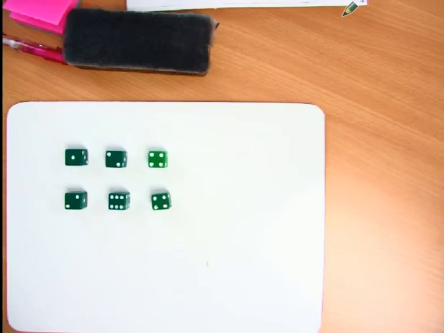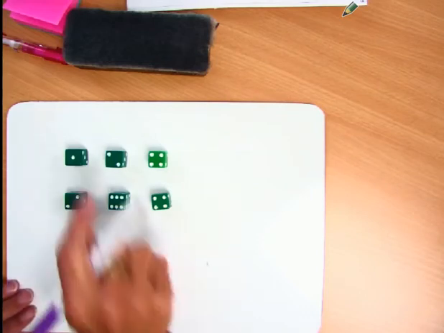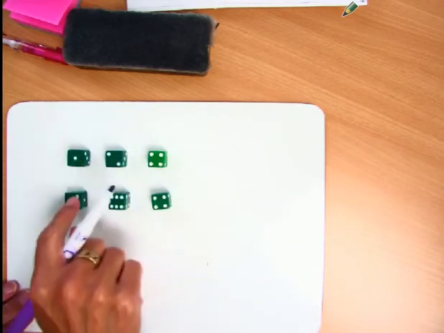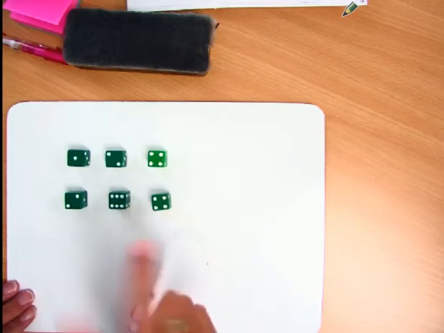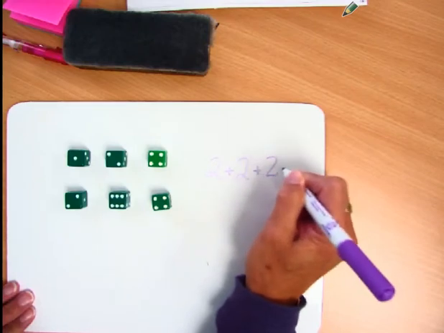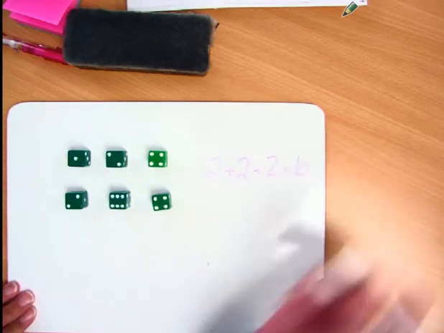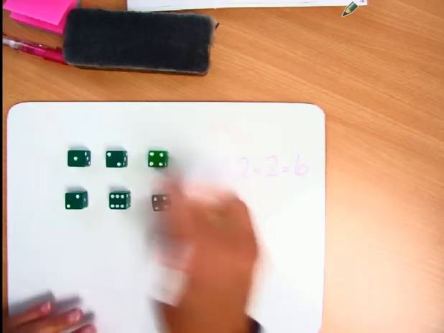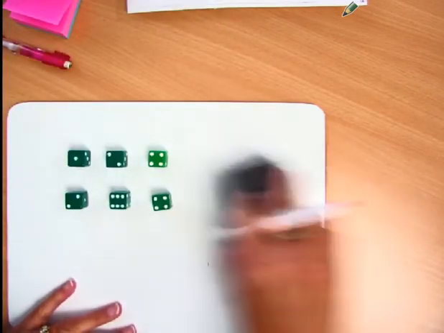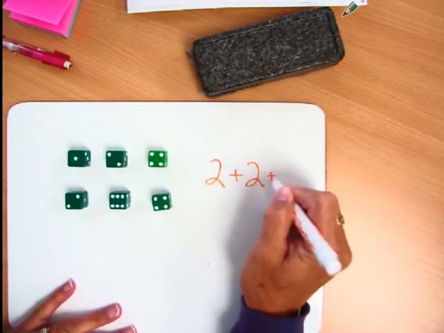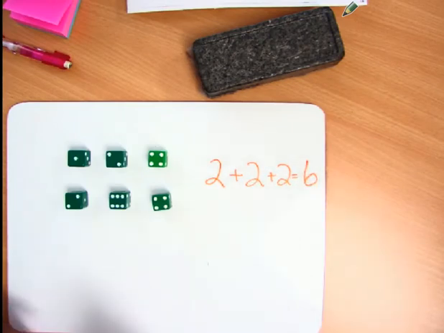If I counted them with addition, I would just say 1, 2, 3, 4, 5, 6. I have 2 plus 2 plus 2, right? 2 plus 2 plus 2 equals 6. I have to get another marker. That's not working very good. So let's see if I can erase that and try again. 2, that's better, plus 2 equals 6. Very good.